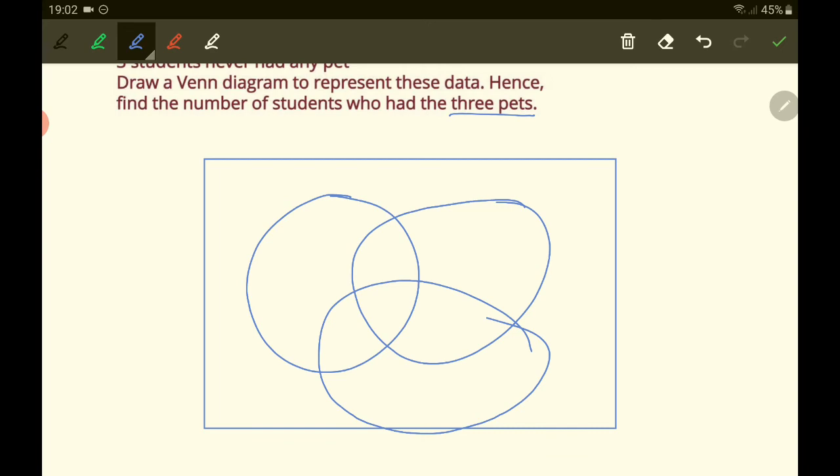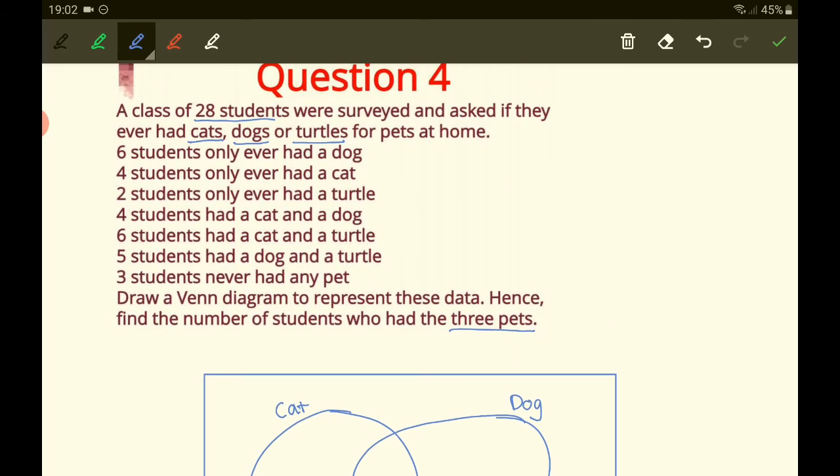Okay, so here is the things. This is representing the cat, for example, and this is the dog, and this one is turtle. Okay, and then now we try to input all the information here.